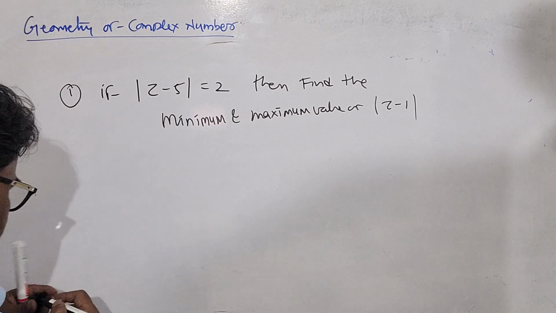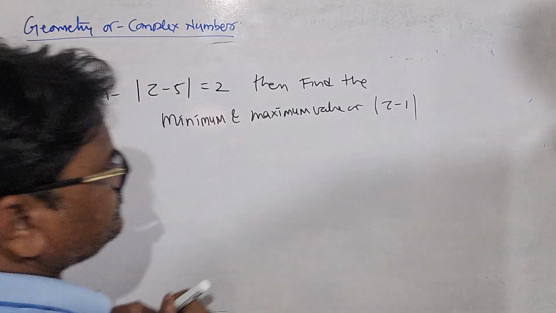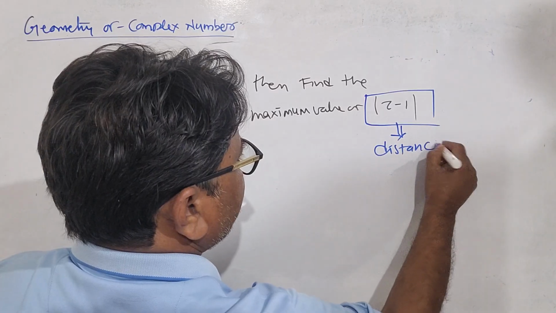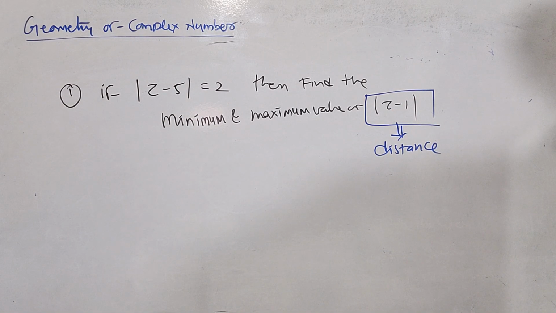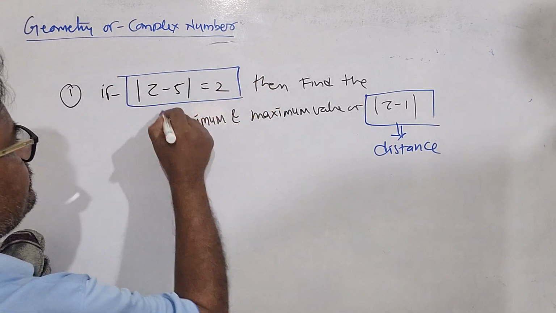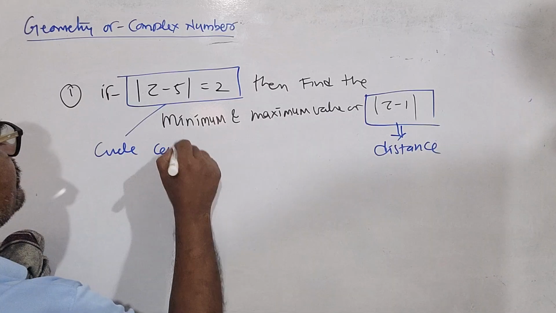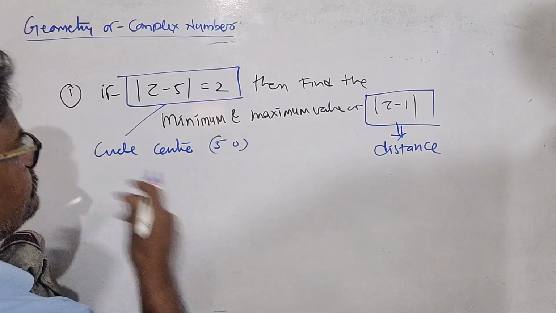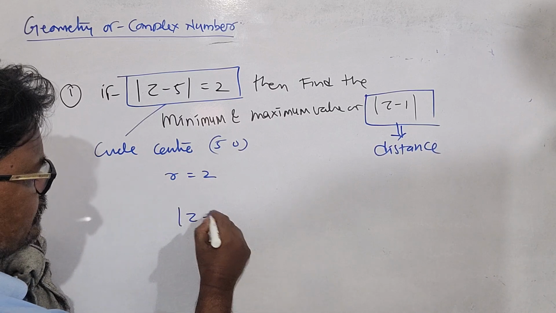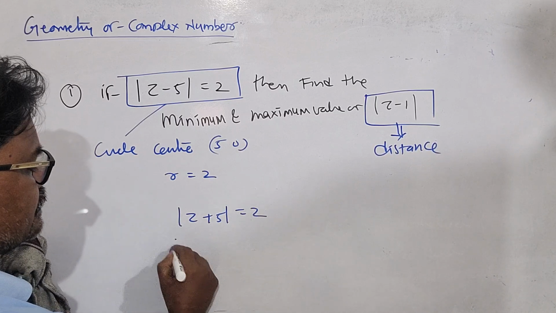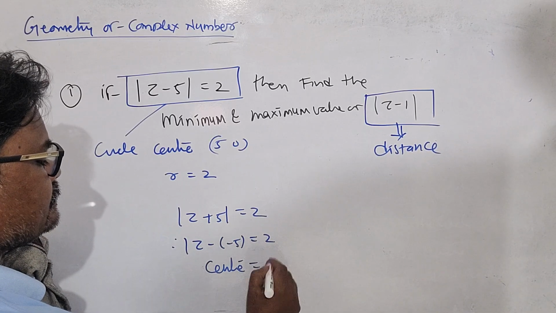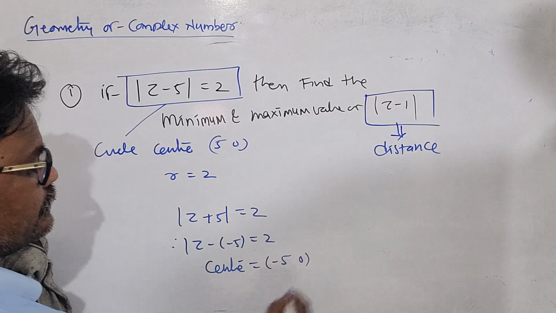Okay, how to do that? See, here it is very clear, what does this represent? This represents distance. Distance of z from 1 comma 0. Correct? Okay, fine. And this represents a circle. This represents a circle with center 5 comma 0, and radius 2. One more important thing, suppose I have z plus 5 that is equal to 2, then this can be written as z minus of minus 5 that is equal to 2. At that time the center is minus 5 comma 0, radius is 2.